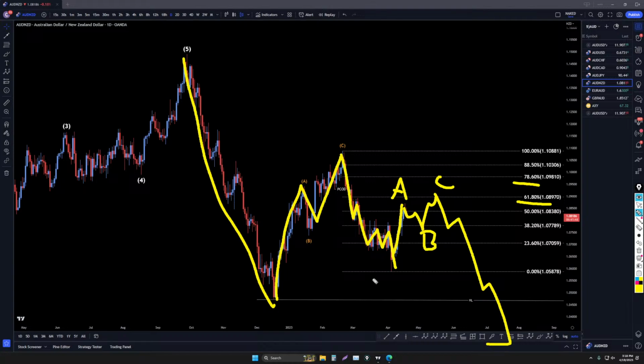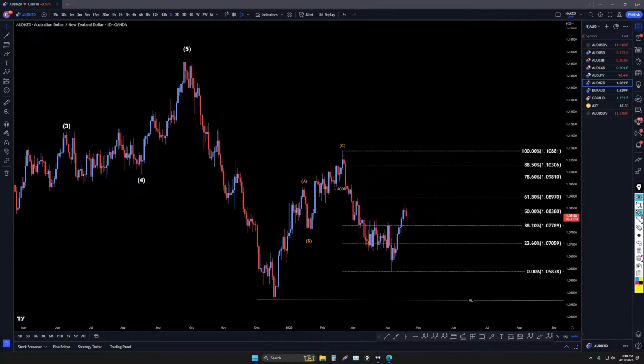ends up continuing the downtrend, maybe even like a 1, 2, and 3. Yeah, if this is an end of a correction, then it would be a 1, 2, 3. Yeah, I bet they're breaking structure.